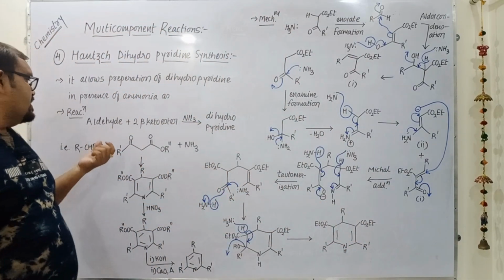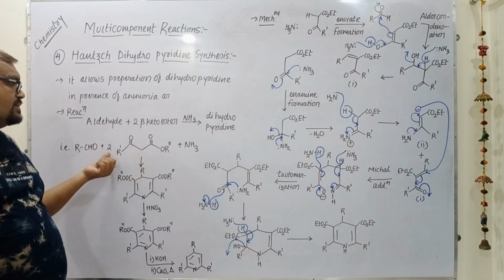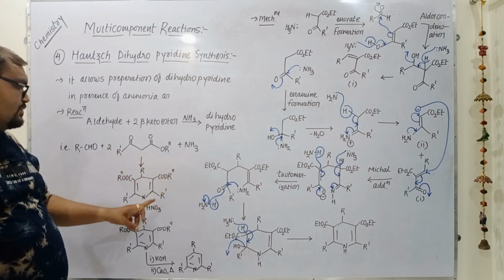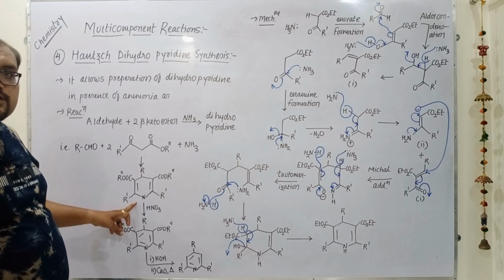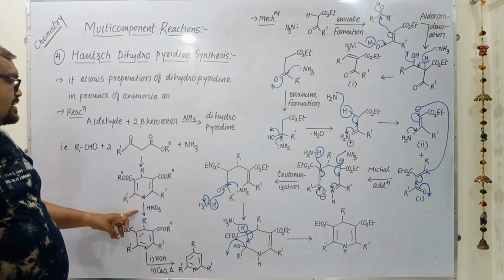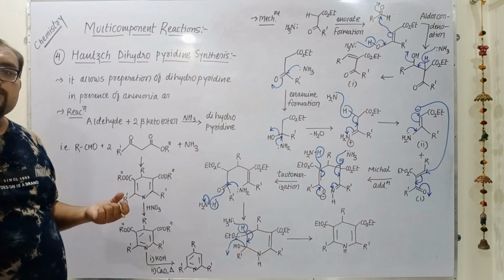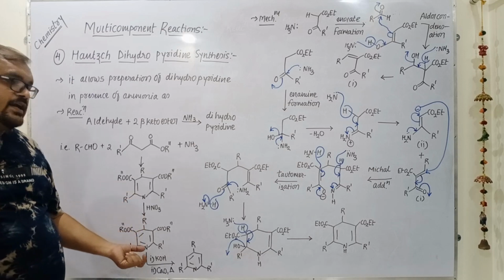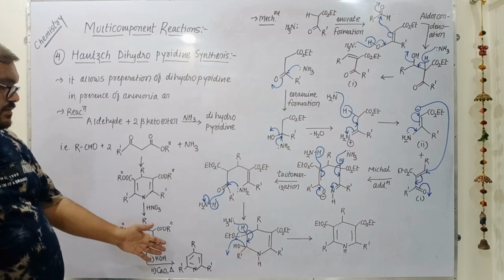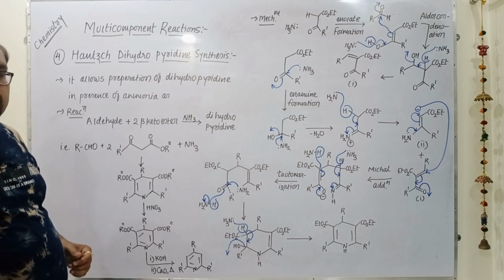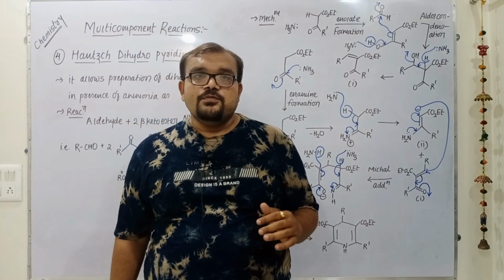As we can see here, 1 molecule of aldehyde and 2 molecules of beta ketoester react in the presence of ammonia to give dihydropyridine, or we can also say substituted dihydropyridine, as a product. Now in the next step, what will happen? This intermediate is oxidized in the presence of nitric acid, followed by decarboxylation in the presence of base to give our desired product, that is substituted pyridine. Now this reaction can be further explained with the help of the mechanism.